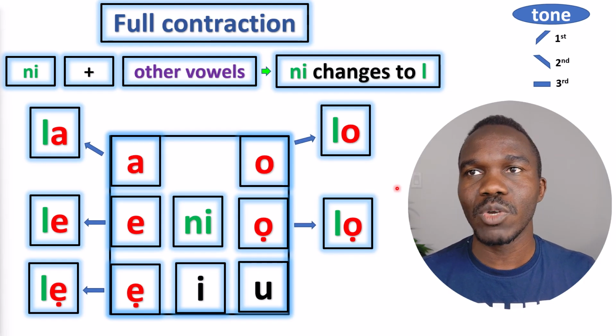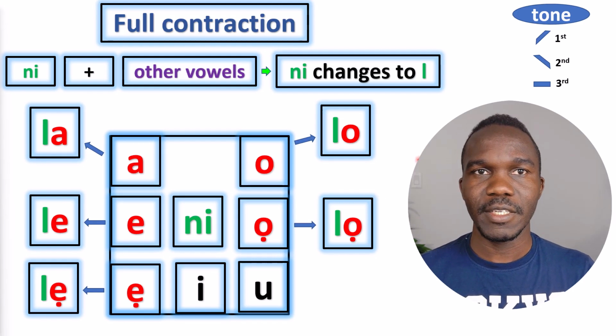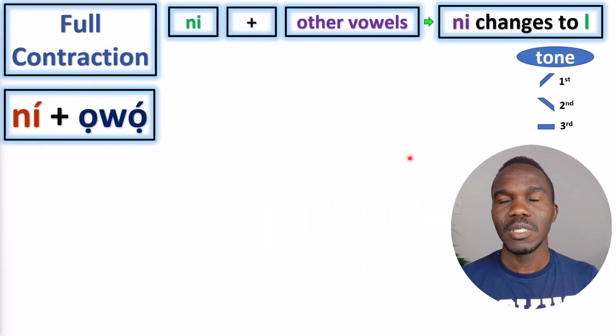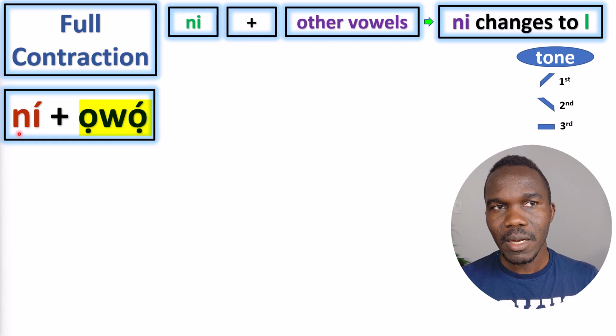Alright, so let's look at some examples. Okay, now let's look at this example. This one says mi, ni, re mi, ọwọ́, ni, ọwọ́.